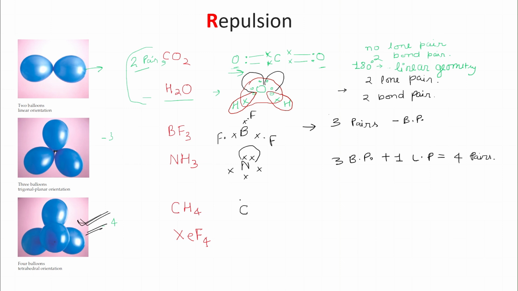So when we do this with carbon, again, we know that there are 4 hydrogens, okay, so 4 bond pairs again, and no lone pair, just the arrangement like 4 balloons, tetrahedral.